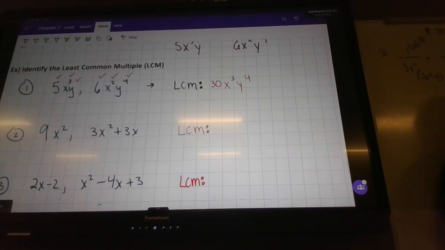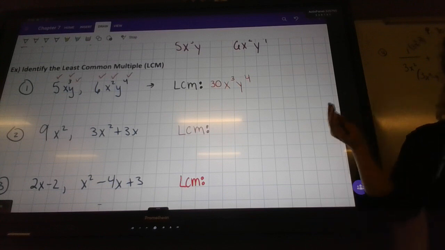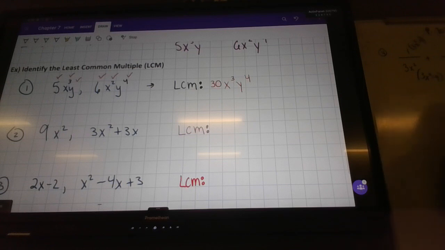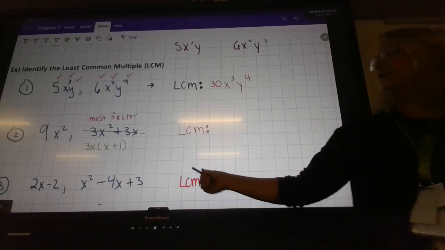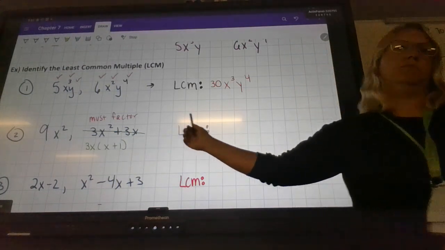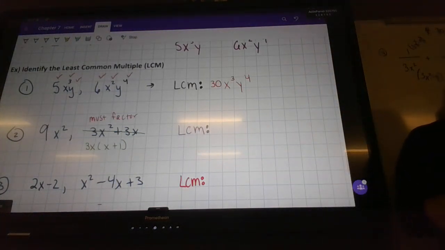All right, number 2. As soon as you're given an expression that can be factored, it must be factored to figure out the LCM. So how do I factor this one? That looks like it factors by GCF. I can pull a 3 and an x out. 3x. So I'm going to pull out 3x, and that's going to be x plus 1. So I'm going to ignore the original, and I'm going to focus on the factored version of that when I'm picking the common denominator, the LCM.